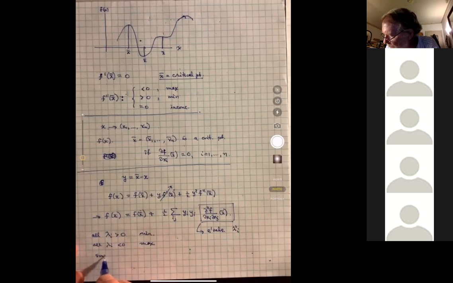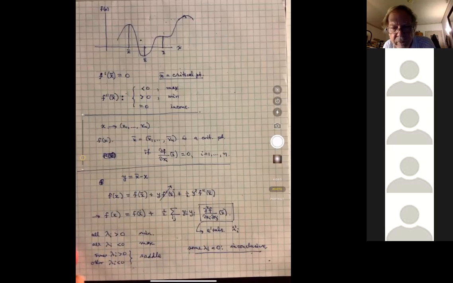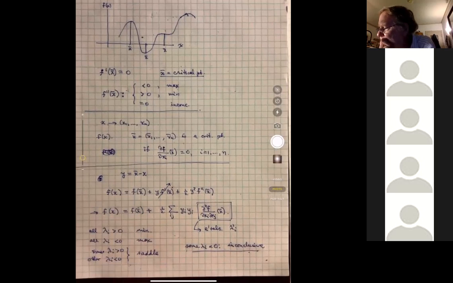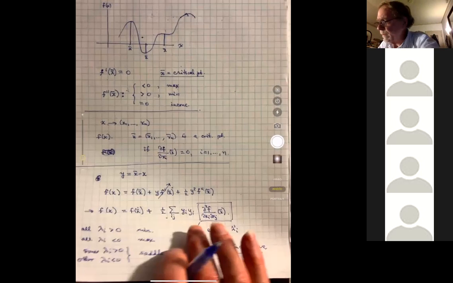If some lambda i are greater than 0 and others are less than 0, then you have a saddle point. That means that as you move away from the critical point, in some directions it goes up, whereas in other directions it goes down. And finally, if some of the lambda i are equal to 0, if there are some zero eigenvalues, then the result is inconclusive based on the second derivatives only. All right, so this is some multivariable calculus, and that's how it works for critical points.